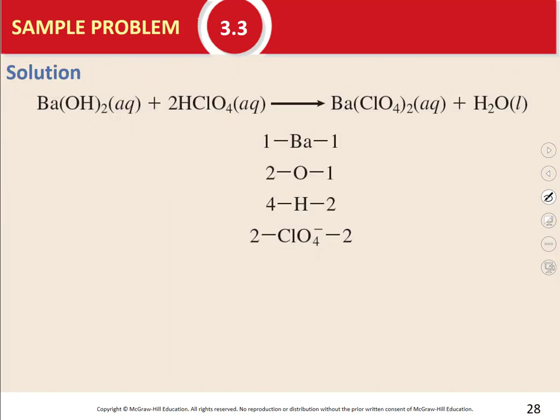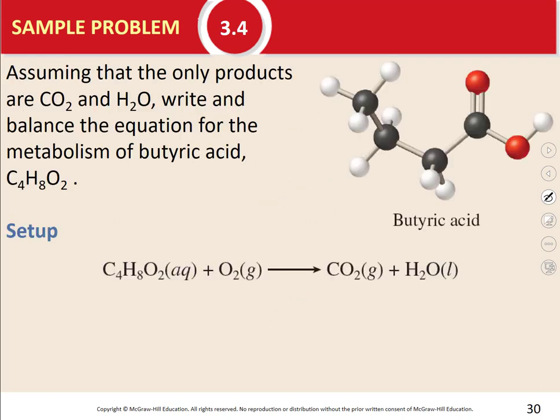Let's try one more example. Assuming that the only products are carbon dioxide and water, write and balance the equation for the metabolism of butyric acid, given the formula of butyric acid is C4H8O2. So metabolism, what do I mean by metabolism? What kind of a process is metabolism? I know you've heard that term.